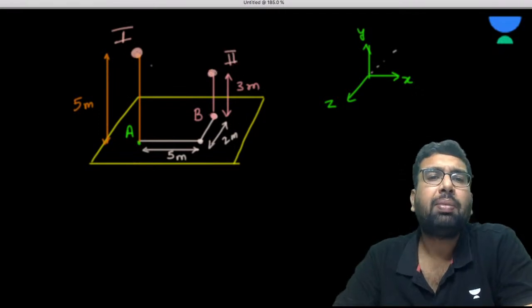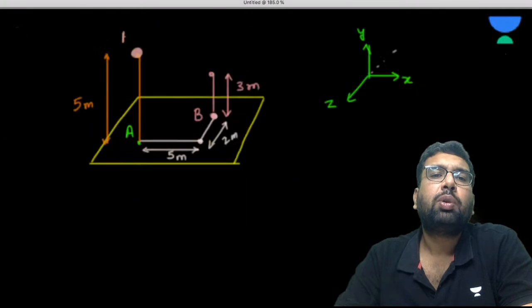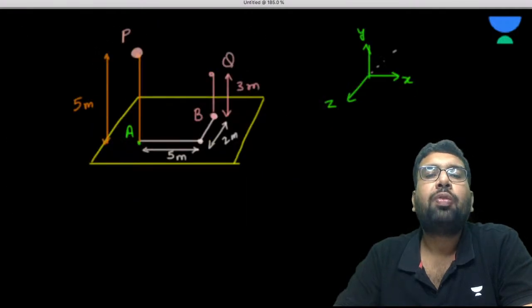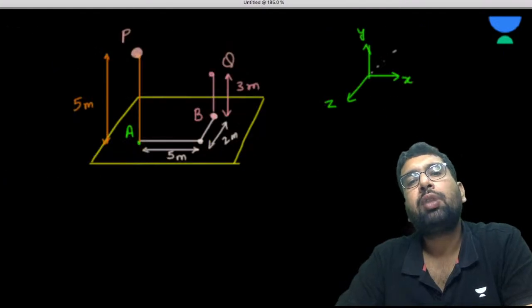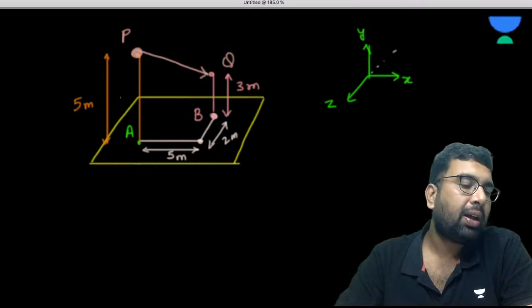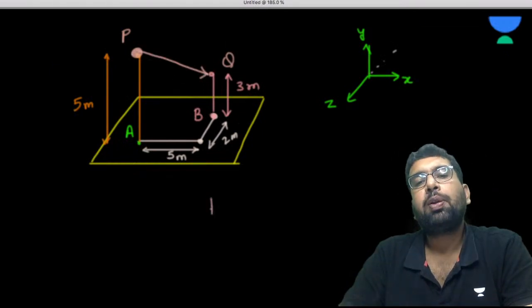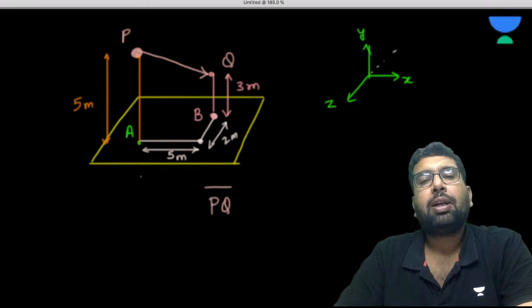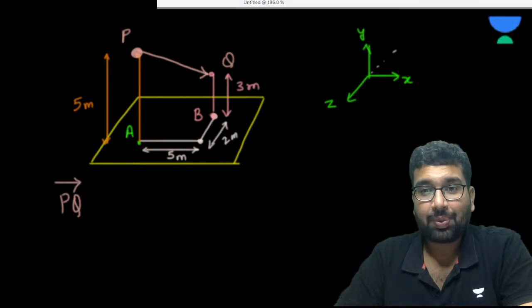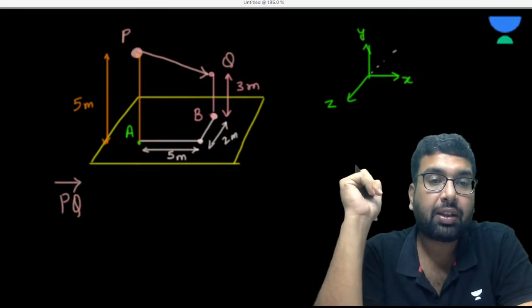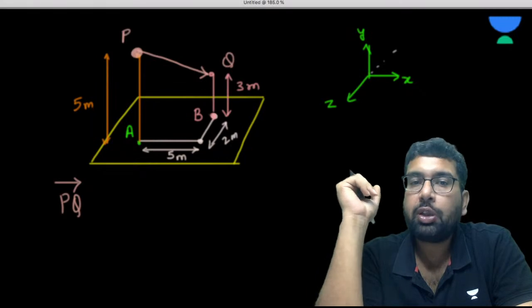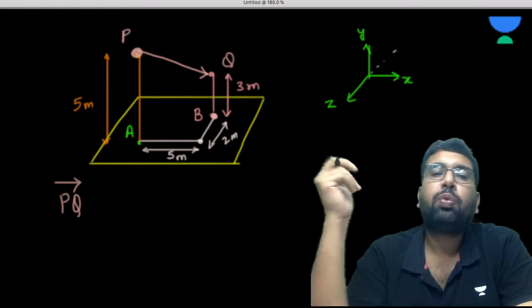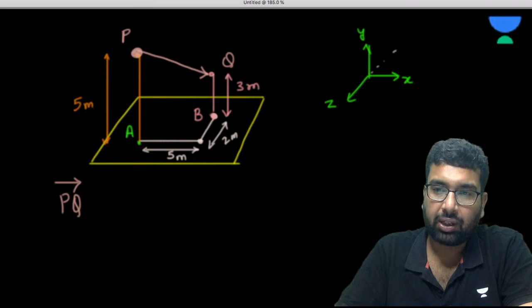Let me give them some names. Let's suppose this is P, this is Q. Now the bird flies from P to Q and you need to find the magnitude of the displacement of the bird. So this is the displacement of the bird, given by this vector PQ. Do you agree or not? Don't you feel this is the displacement vector, which is joining two positions? This is what we call the displacement vector, something which is joining two positions. So what is this displacement vector?